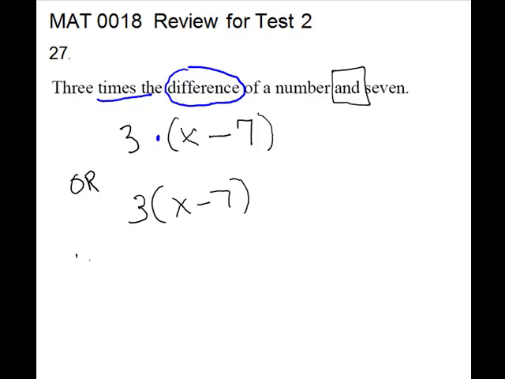If you did simplify, that would also be satisfactory. So 3 times x is 3x, and 3 times -7, -21. So either of those answers. You do need the parentheses, though, when you do the translation, because it's 3 times the whole difference.